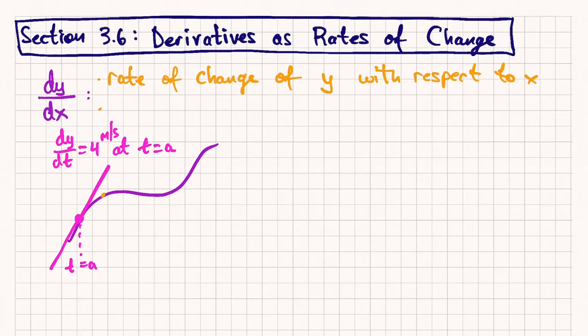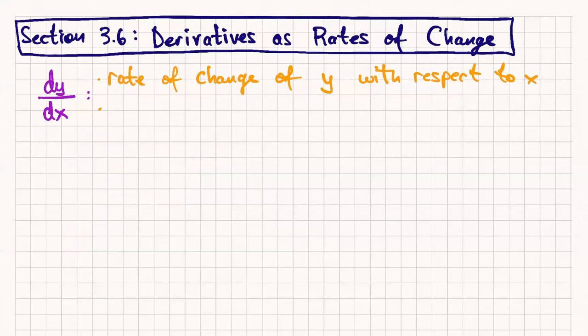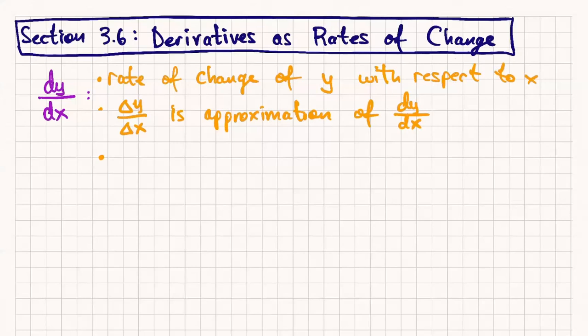So it's kind of like what Callum said. Dy dx gives you an approximation of delta y over delta x. It tells you how y changes in response to x. So that's what we're going to be focusing on a lot today. Sorry, it's actually the other way around. Delta y over delta x is an approximation of dy dx, right?